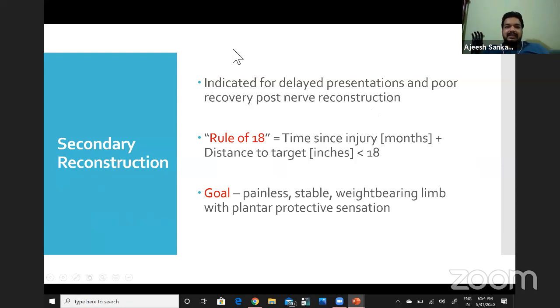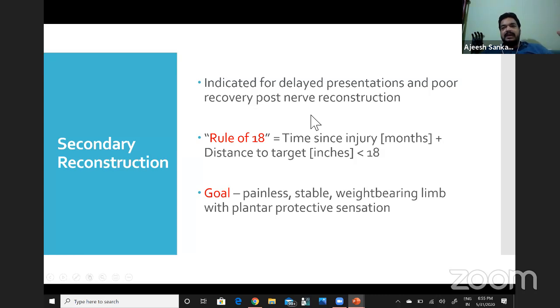But then secondary reconstruction, again common with all peripheral nerve injuries, is indicated for a delayed presentation or poor recovery post nerve reconstruction. And an interesting rule to remember for these cases is what's called McKinnon's rule of 18. The rationale is pretty simple, and it's already been described by Dr. Dellon: the motor end plates usually degenerate by 1 year or by 1.5 years, that is by 18 months.